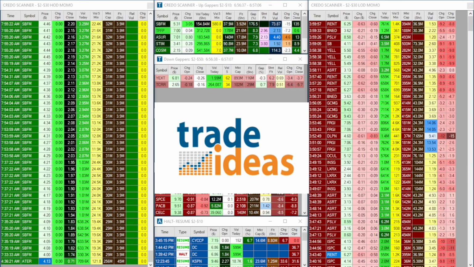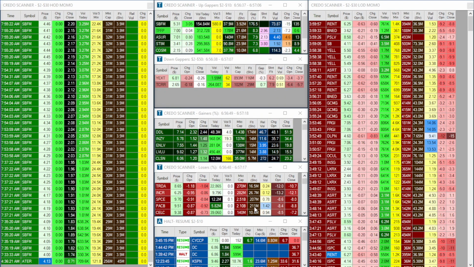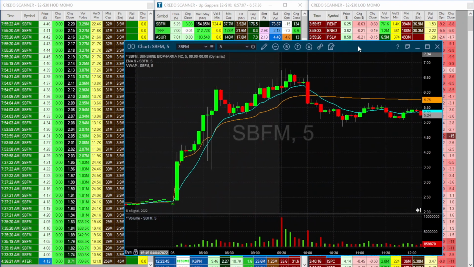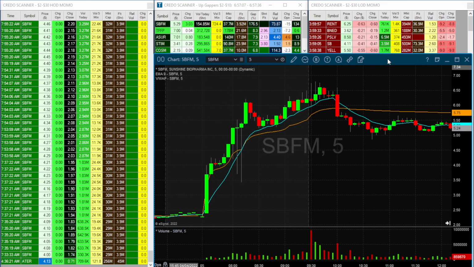So, let me show my layout. Each morning before market open, I use my scanner to review pre-market gappers. I like to see pre-market action that gives me confidence to make a potential trade. Let me show a 5-minute chart for SBFM stock. The stock starts moving during pre-market hours from $2.30 all the way up to $6.80.